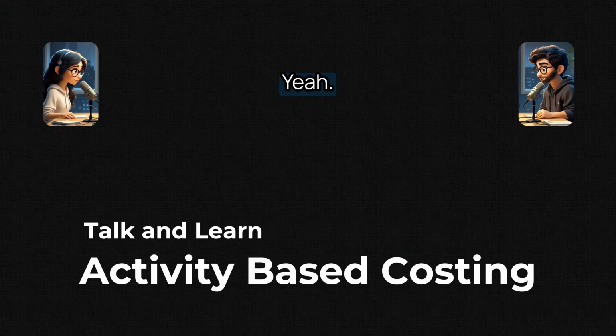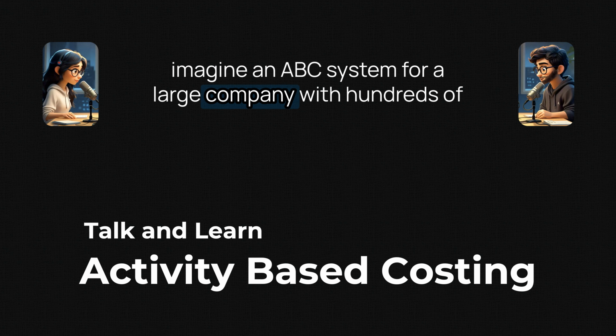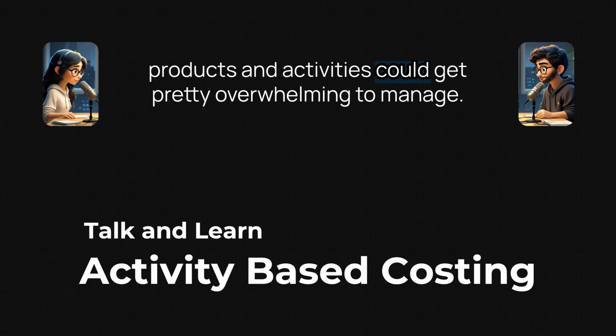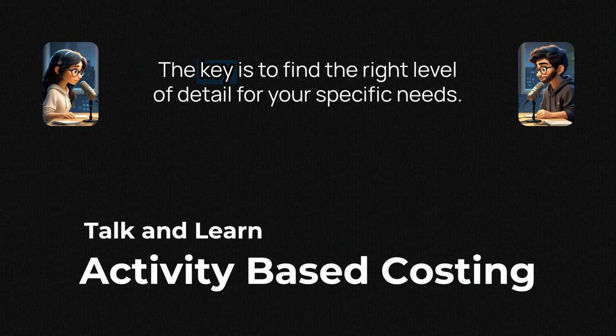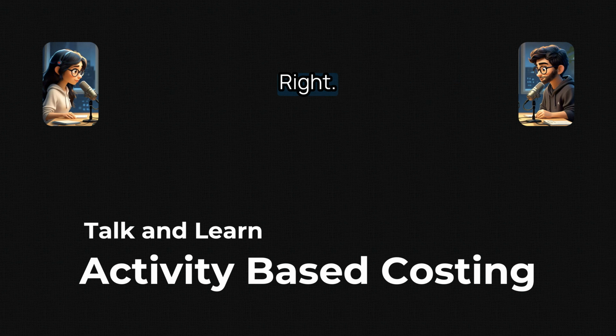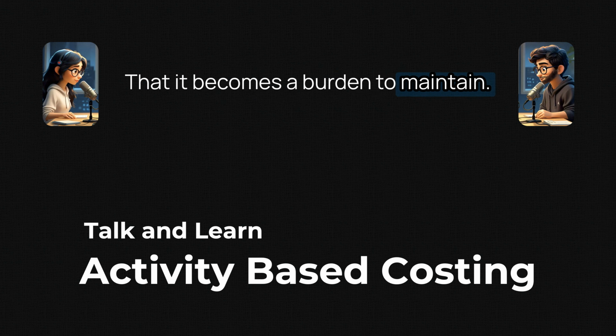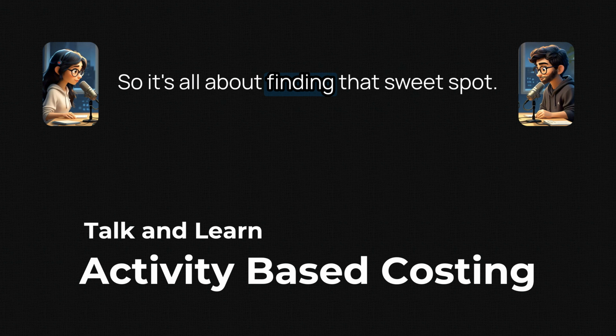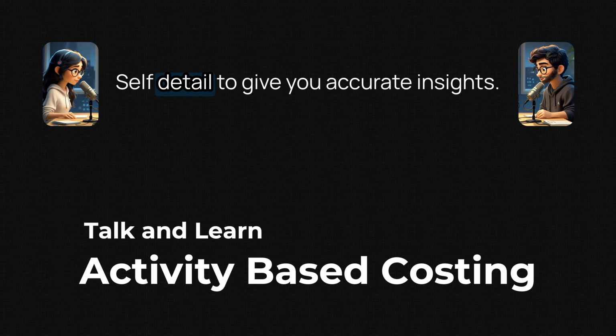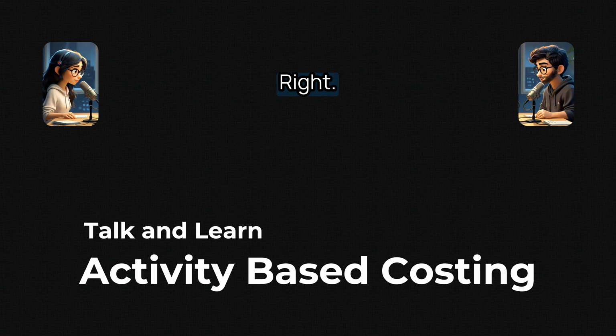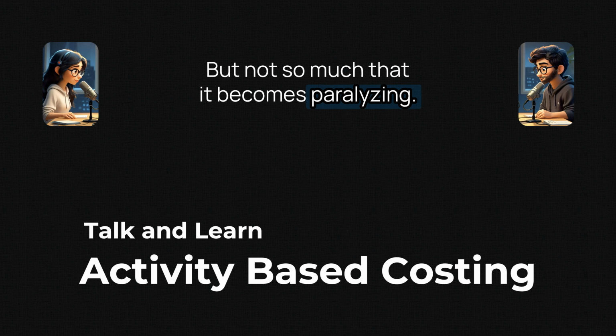That makes sense. What about complexity? I imagine an ABC system for a large company with hundreds of products and activities could get pretty overwhelming to manage. It definitely can. The key is to find the right level of detail for your specific needs. You don't want a system that's so complicated that it becomes a burden to maintain. So it's all about finding that sweet spot. Enough detail to give you accurate insights, but not so much that it becomes paralyzing.